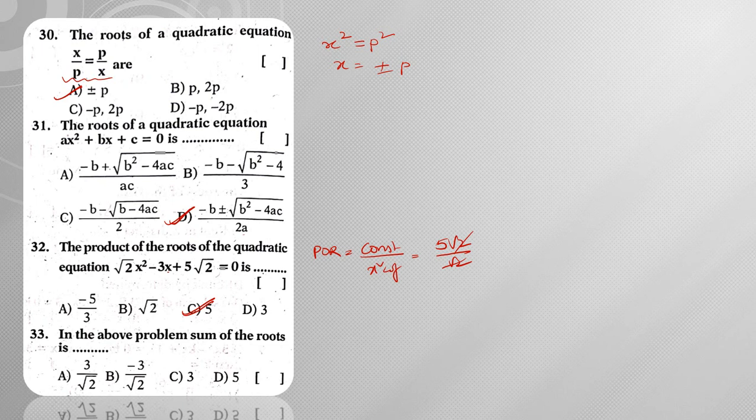Next, in the above problem, the sum of roots is nothing but minus x coefficient by x square coefficient. Now based on this, what is the x coefficient? The x coefficient is minus 3, divided by the x square coefficient, root 2. What is the answer then? So it is 3 by root 2. Hence option A will be my answer here.